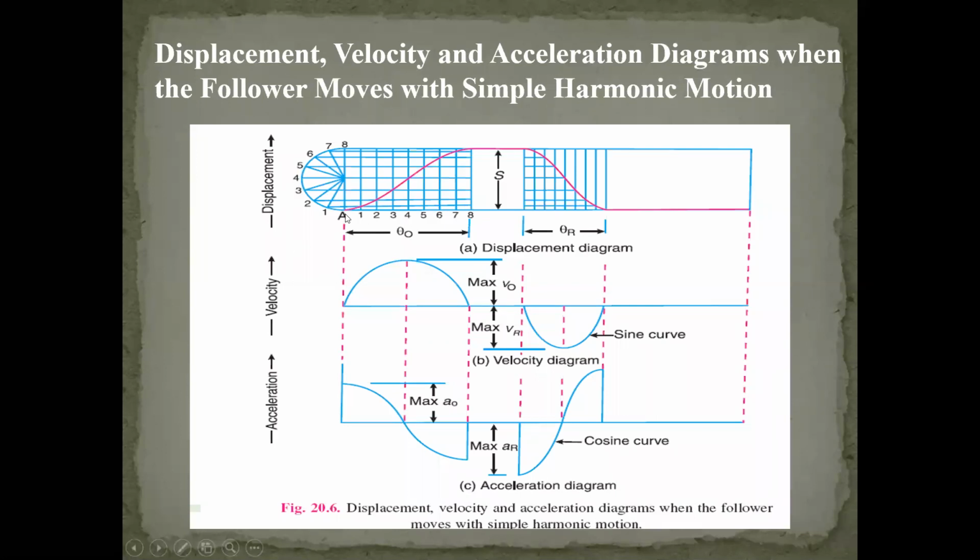First you have to draw one horizontal line and place the outstroke period, dwell period, return stroke period and remaining dwell period. Later you have to draw the lift value in the vertical direction. At the beginning, just draw the lift or stroke value. Let us take our assumption that the stroke value is 30 mm. So there is a 30 mm vertical line.